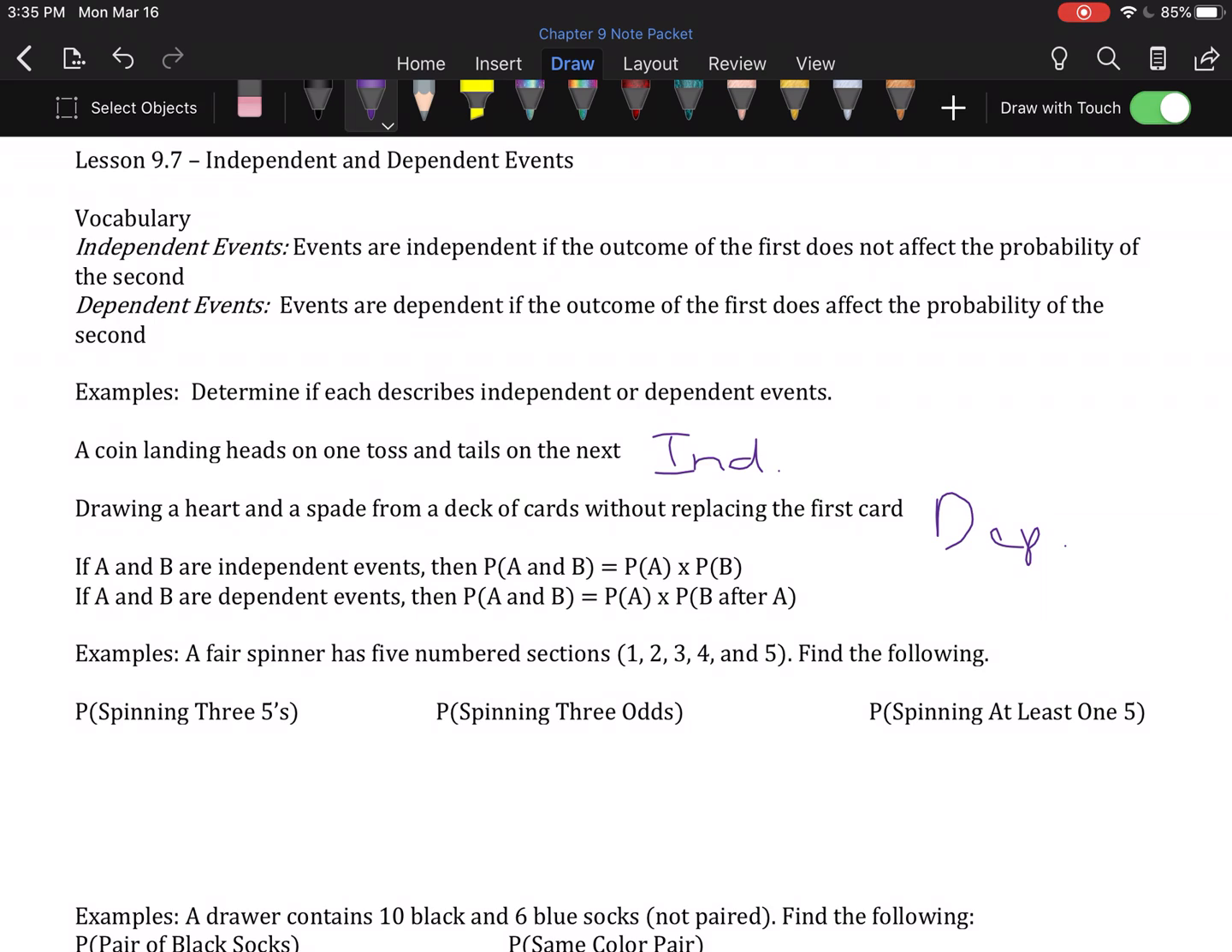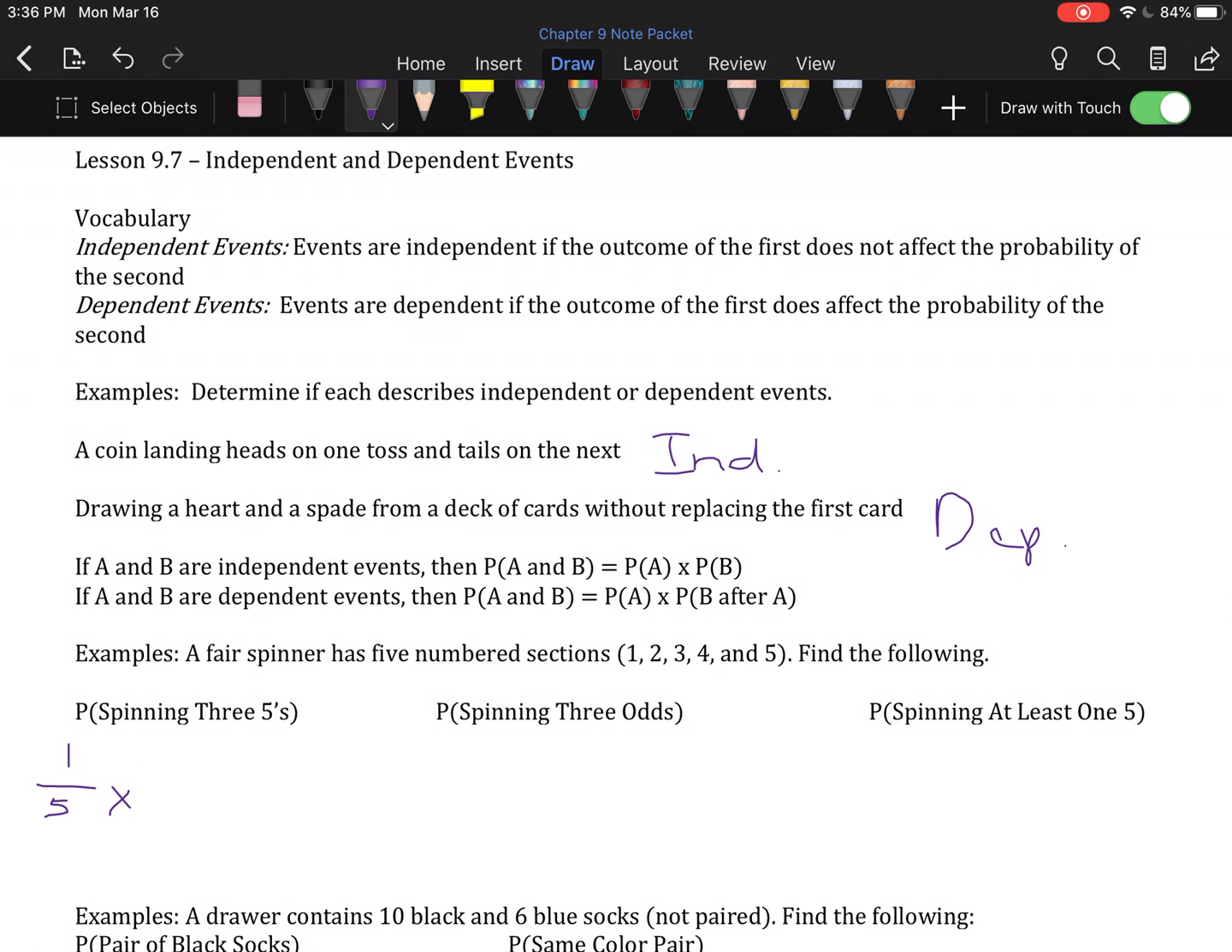So our first situation here, we have a fair spinner, which means everything's equally likely, and it's got 5 numbered sections, 1, 2, 3, 4, and 5. We're being asked to find the following. Okay. This describes independent events, because no matter what you spin, each time, each section still has a 20% chance of landing on each number. Okay? It's a fair spinner. Every time you do it, the probabilities remain the same. So the probability of spinning 3 5s. Well, the probability of spinning 1 5 is 1/5. Makes sense? 1 5, 5 numbers.